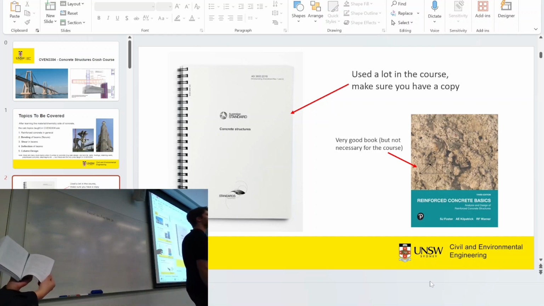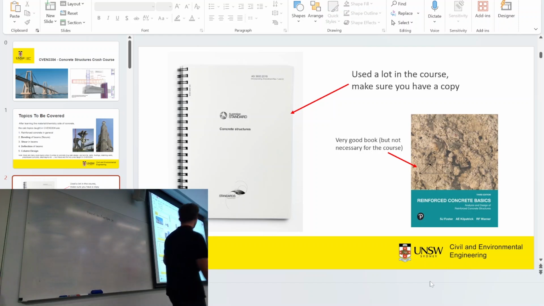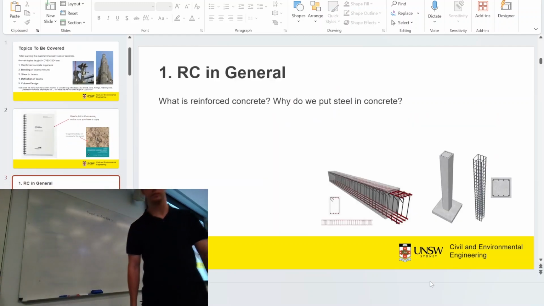And there's also a textbook, which I think Taiwan recommends as well. You don't have to use it, but it is a good textbook, so it's just there if you ever need it. Alright, we'll go to the next slide.